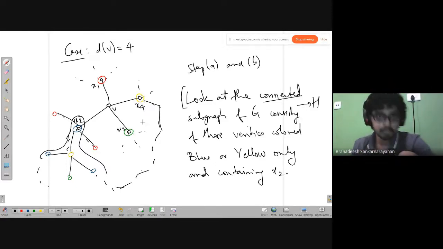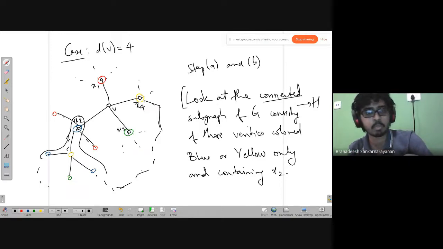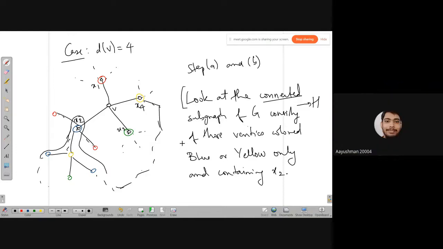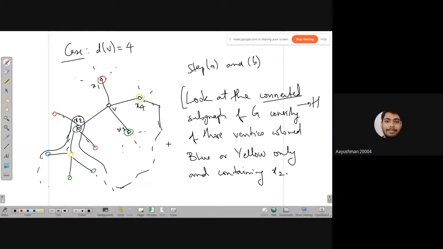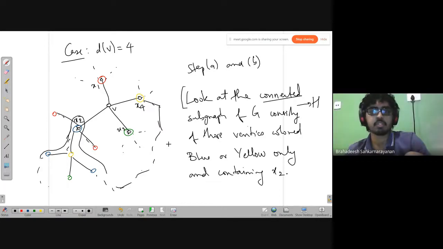It's possible that there is a path from x2 to x4 consisting only of blues and yellows. Possible. I'm not sure. We do not know. It will depend on the specific graph that we pick, the specific coloring that we pick, so it might not be possible also. So the only thing to do is consider both cases. That's the only thing we can do.